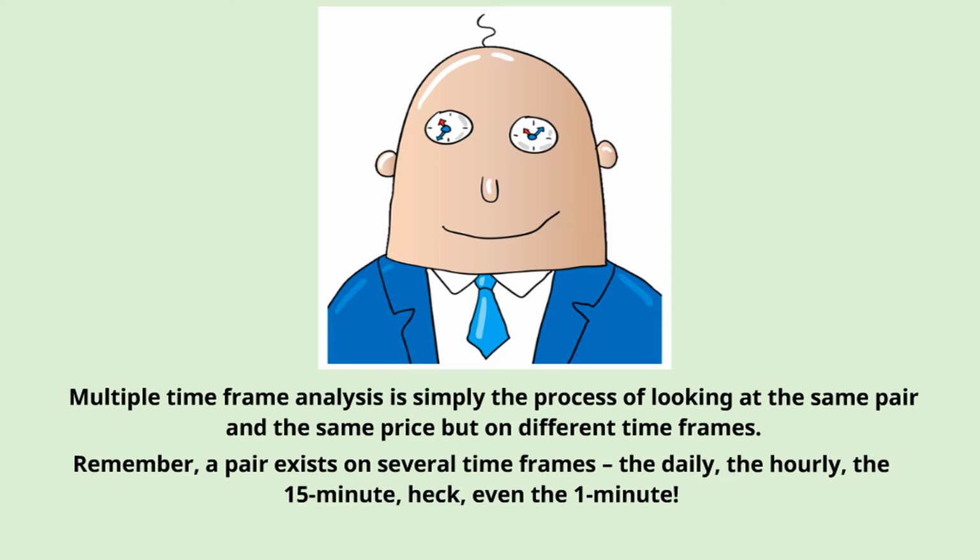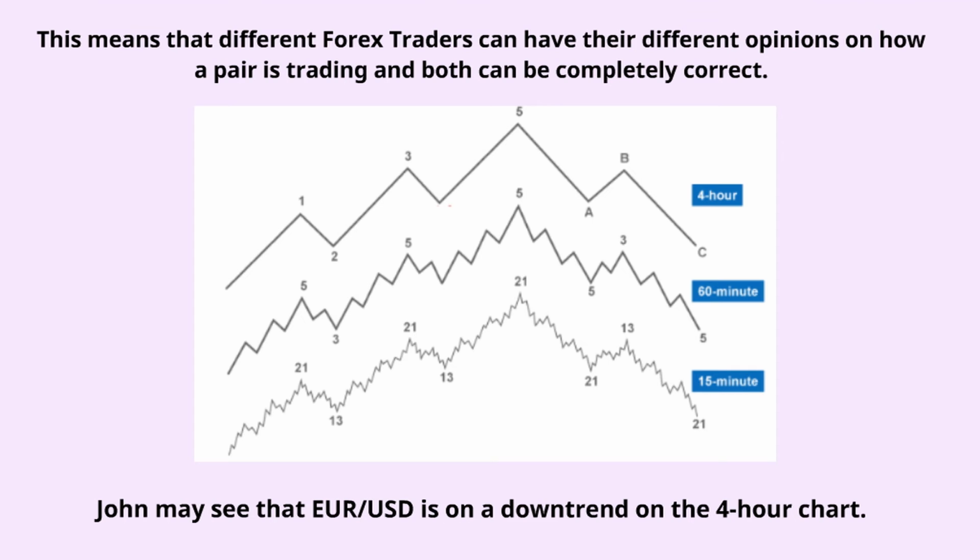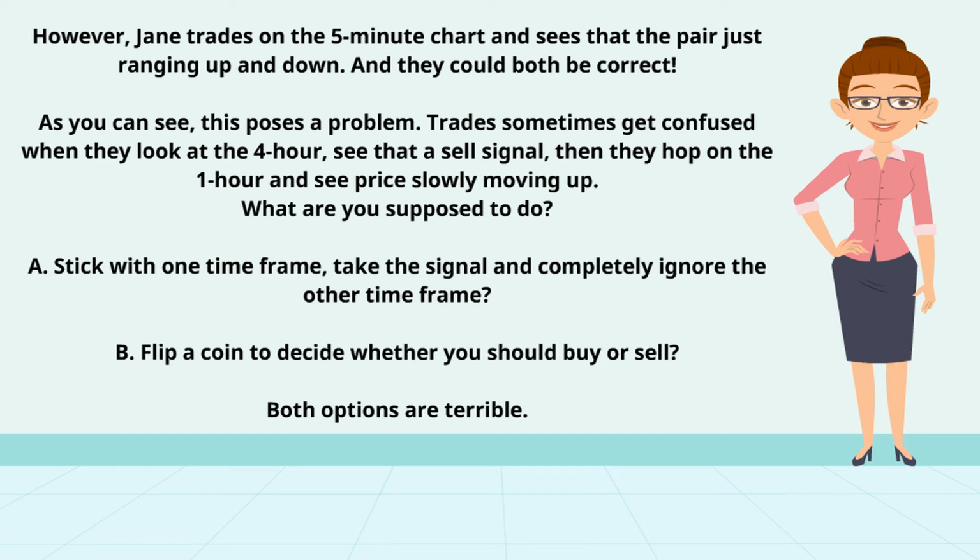the 1-minute. This means that different Forex traders can have their different opinions on how a pair is trading, and both can be completely correct. John may see that euro to US dollar is on a downtrend on the 4-hour chart. However, Jane trades on the 5-minute chart and sees that the pair is just ranging up and down. And they could both be correct. As you can see, this poses a problem. Traders sometimes get confused when they look at the 4-hour, see a sell signal, then they hop on the 1-hour and see price slowly moving up. What are you supposed to do?